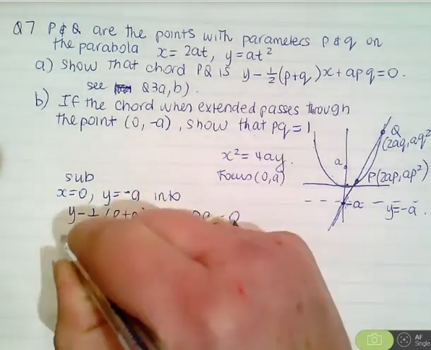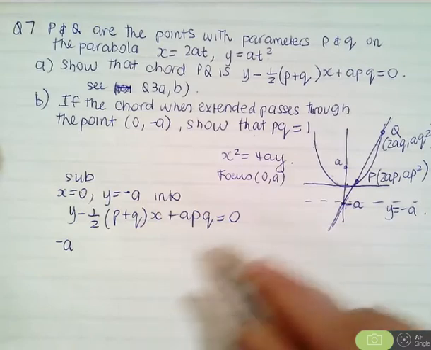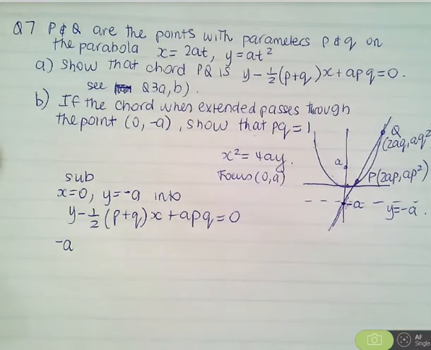So we're going to put y is negative a in here. You might want to do that now and manipulate the equation, and hopefully you'll get that PQ equals 1. Please pause the video and restart when you're done.